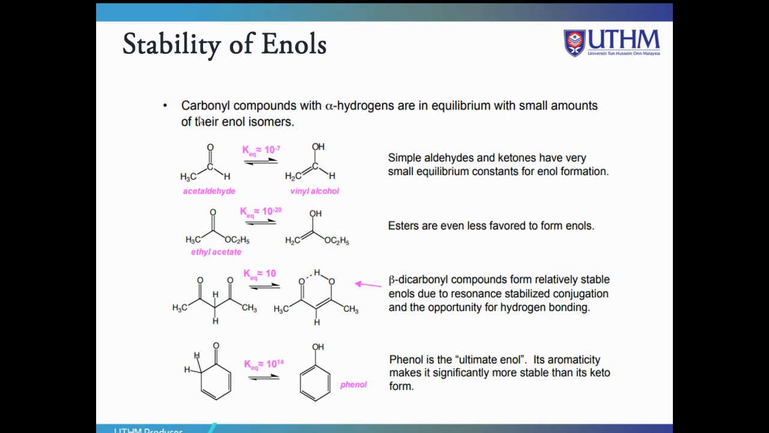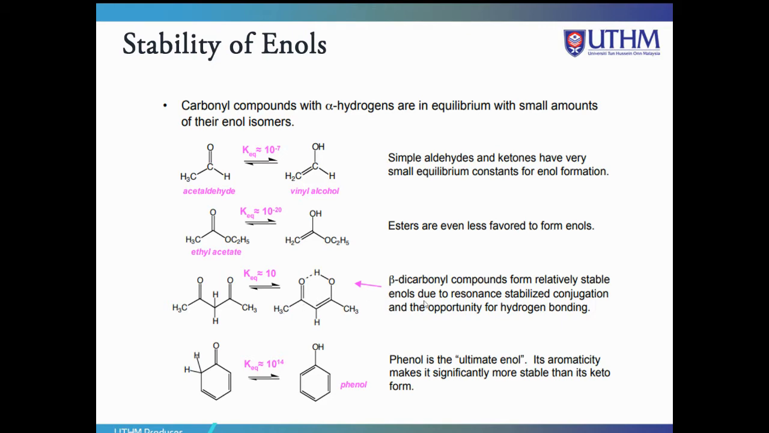Stability of enol. Carbonyl compounds with alpha hydrogen are in equilibrium with a small amount of their enol isomer. Acetaldehyde produces vinyl alcohol. Simple aldehydes and ketones have a very small equilibrium constant for enol formation. Esters are even less favored to form enol.